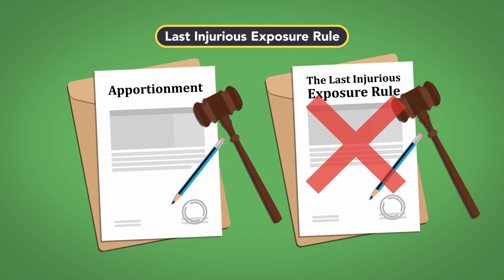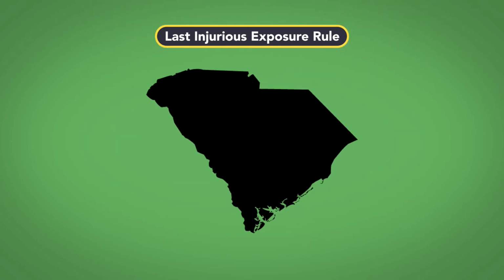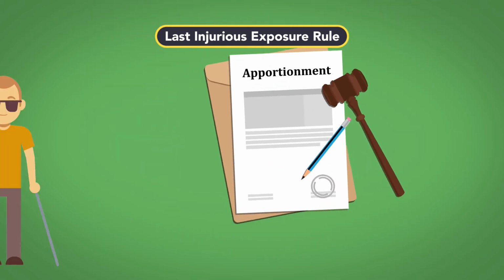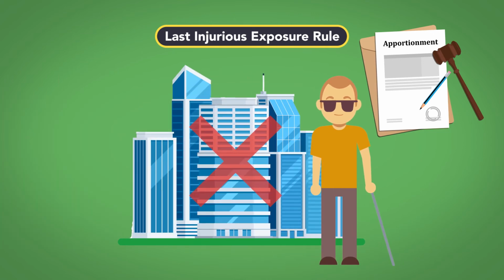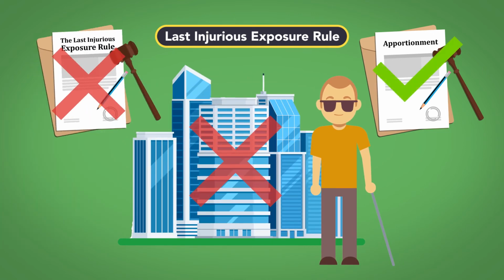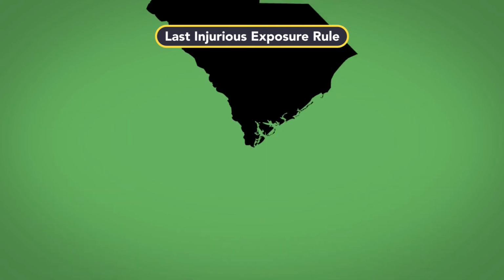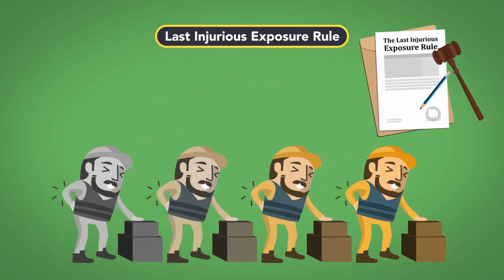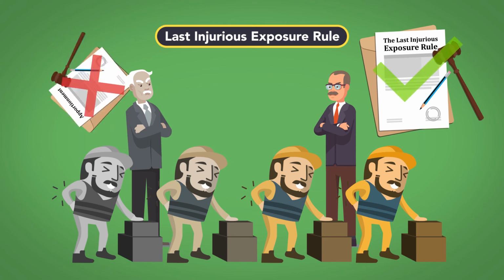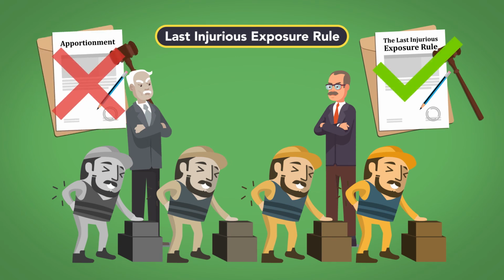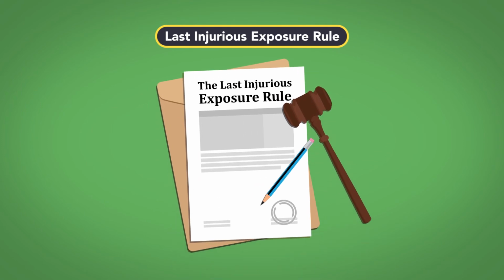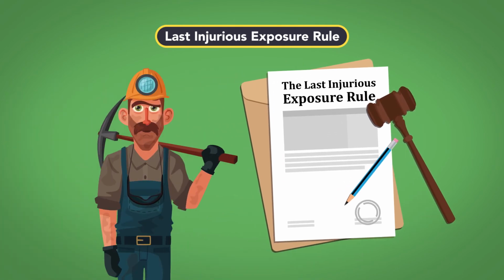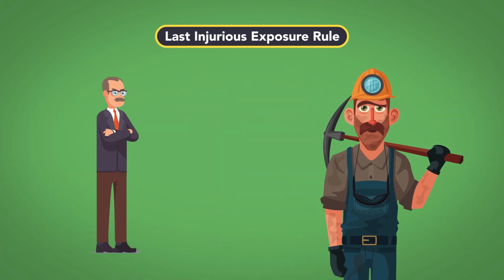For instance, while South Carolina may apply apportionment in cases where the pre-existing condition was not work-related, it would not apply the last injurious exposure rule in those situations. Furthermore, if South Carolina applies the last injurious exposure rule to successive injuries with different employers, it would not apply apportionment in those cases. When the last injurious exposure rule is applied to occupational disease cases, the last employer often pays full benefits to the injured worker.